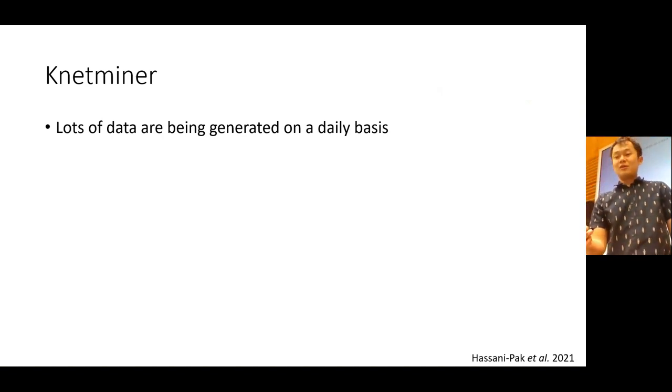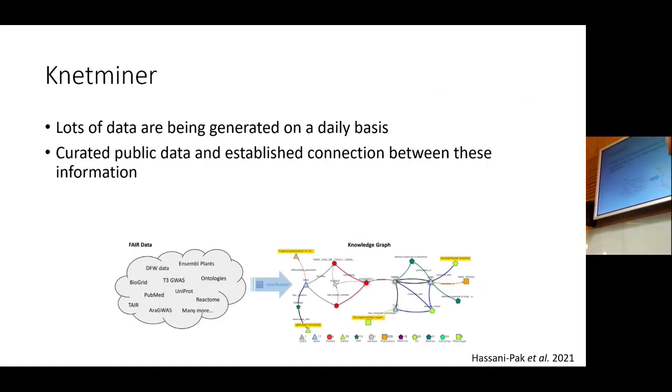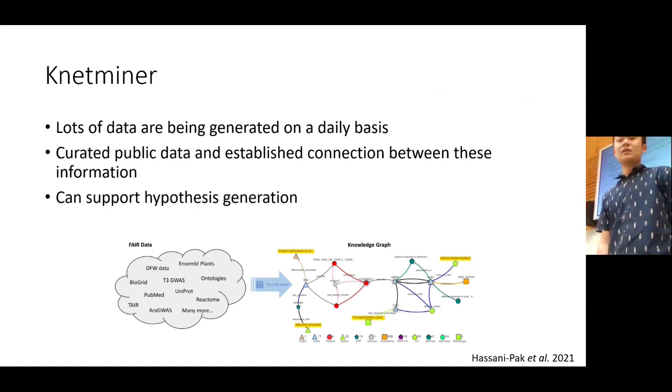So I feel like NetMiner is very good at connecting this information together. It collects a lot of public data sets, and also searches for key terms in the literature to generate these knowledge networks that can be easily visualized. So you can see the connection between your data set and your publication. And I often use NetMiner to help support generating hypotheses that can then be tested by experiments later on.